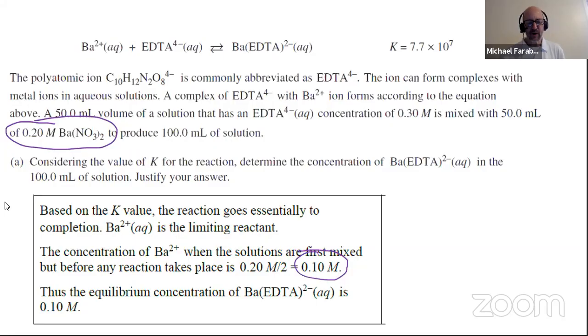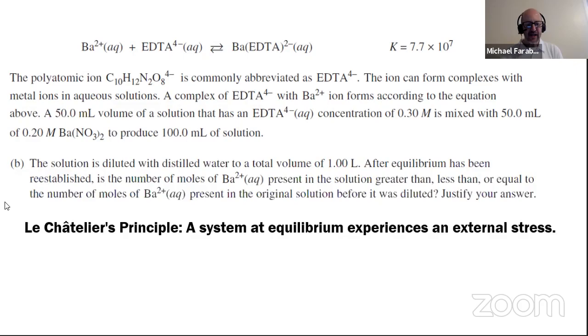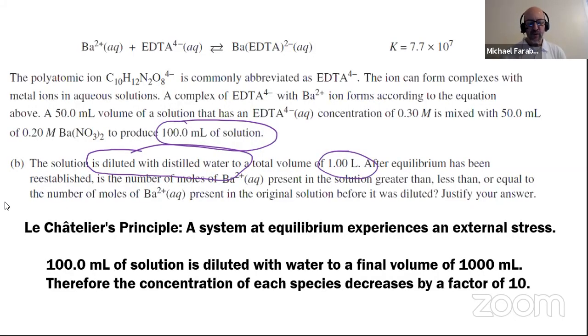Okay, there was another part of this question which will get us back to Le Chatelier's principle. Remember that in Le Chatelier's principle, a system that is at equilibrium experiences an external stress and then will respond to that stress. Now, what is the stress? They added water. So by adding water, they went from 100 milliliters of solution to 1,000 milliliters of solution. So each concentration, the barium, the EDTA, and the complex ion, has been diluted by a factor of 10, going from 100 to 1,000.